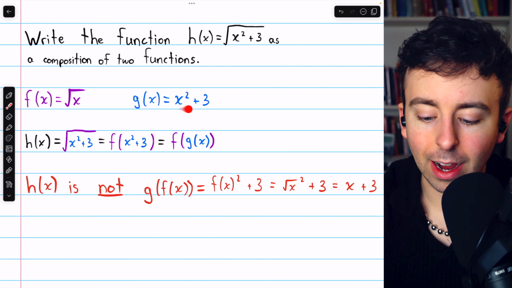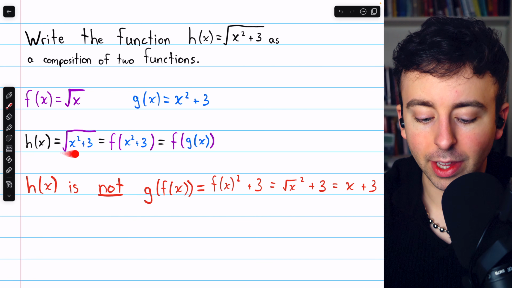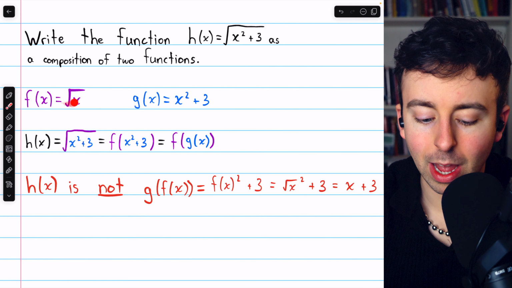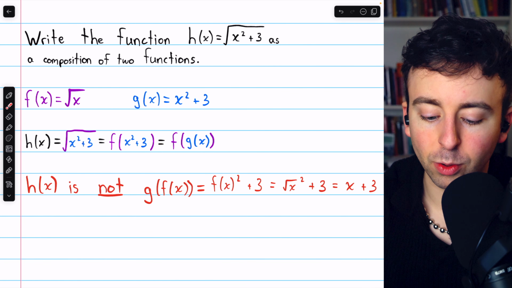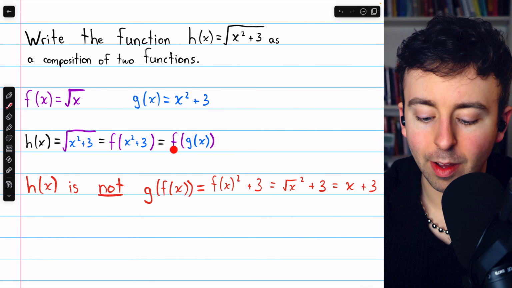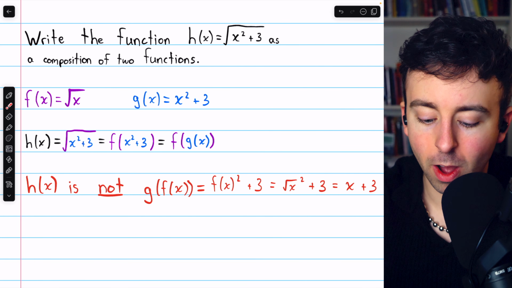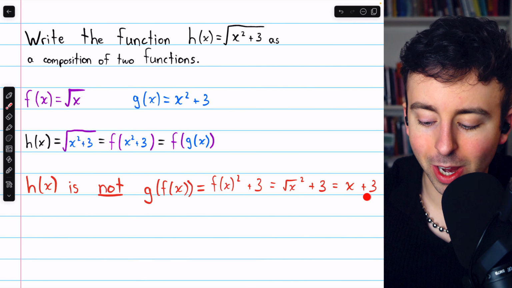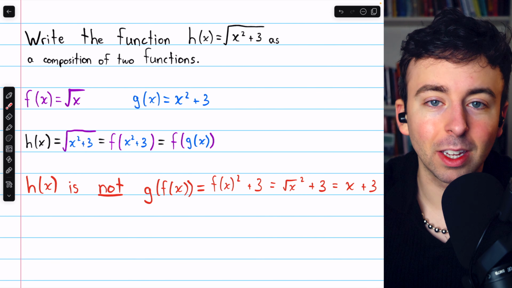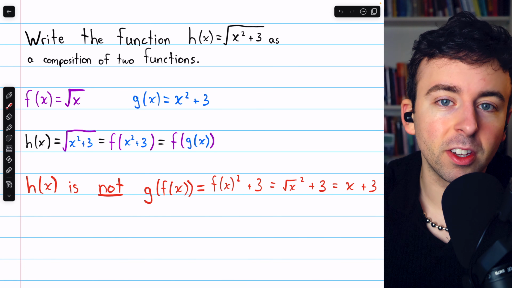g of x is going to be x squared plus 3, that thing in the square root, and we can quickly verify that this works. The square root of (x squared plus 3), well, square root, that's what f of x does. So this is f of (x squared plus 3), but x squared plus 3 is g of x, so this is f of g of x. If I got the inside and outside functions wrong, and then I ended up having it the other way around, I would get x plus 3, which is clearly not what I'm looking for. So that's how to write a composition of two functions as a decomposition of functions.